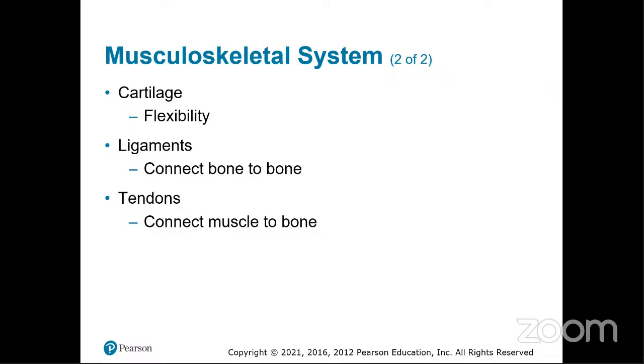Cartilage and ligaments, so tendons. Your cartilage is what provides the flexibility from the muscle to bone. When we start talking about specific parts of it though, remember your ligaments are always going to be a bone to bone. So like your knee, your big ones in there, your MCL, your ACL, that's a bone to bone. And then your tendons always go from a muscle to a bone.